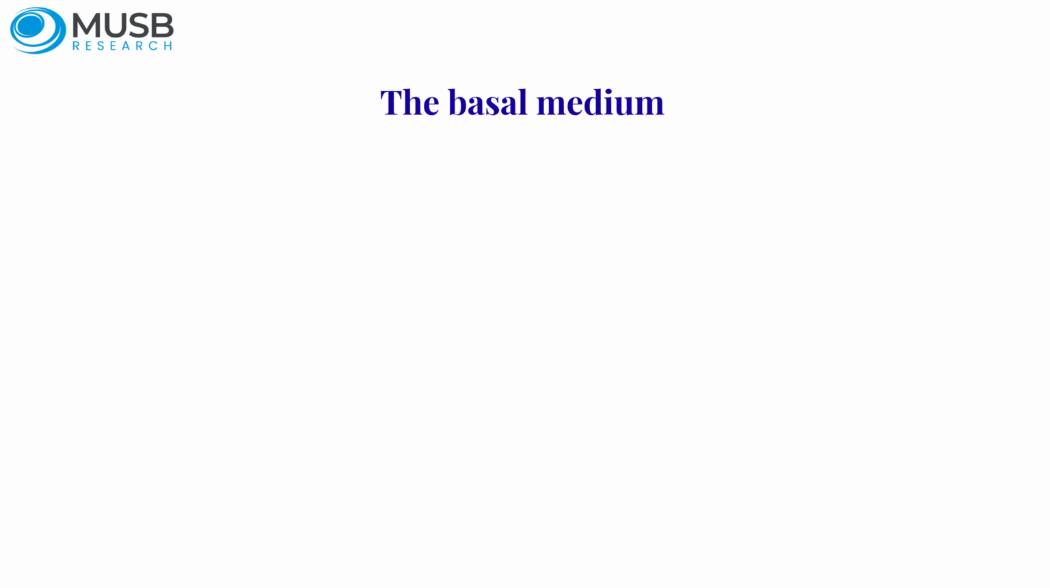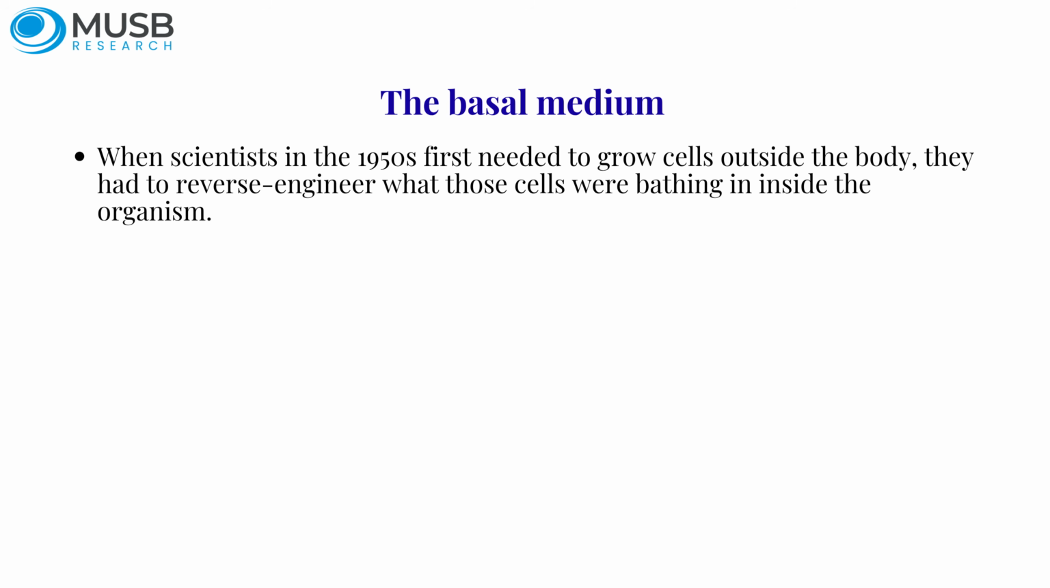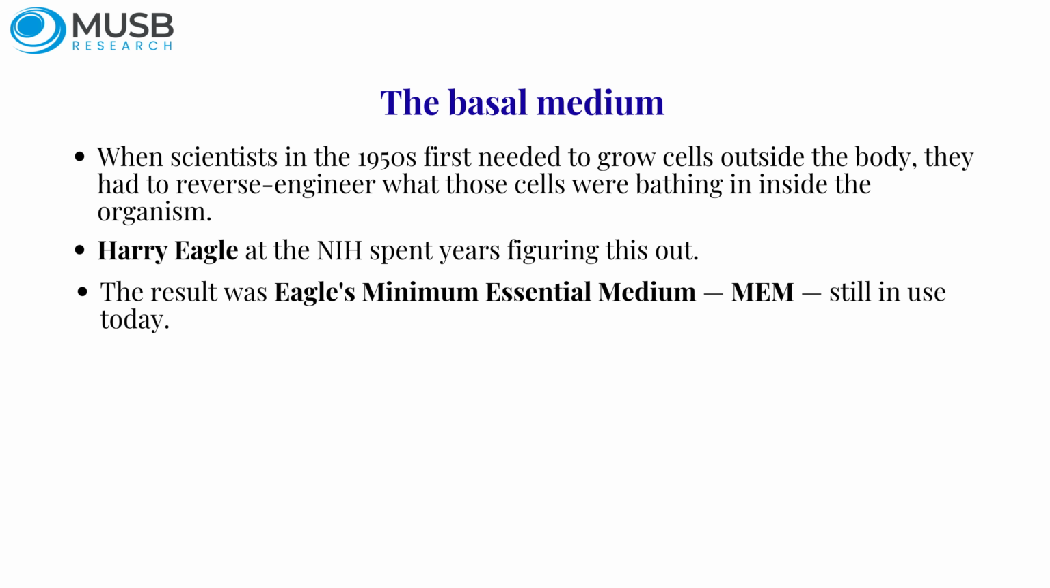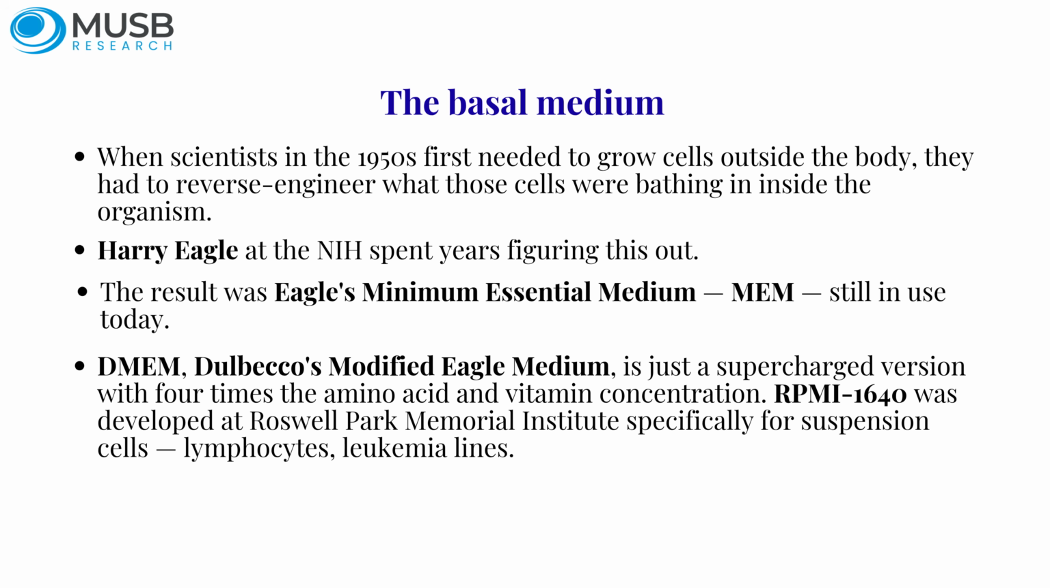The basal medium. When scientists in the 1950s first needed to grow cells outside the body, they had to reverse engineer what those cells were bathing in inside the organism. Harry Eagle at the NIH spent years figuring this out. The result was Eagle's minimum essential medium, MEM, still in use today. DMEM, Dulbecco's modified Eagle medium, is just a supercharged version with 4 times the amino acid and vitamin concentration. RPMI 1640 was developed at Roswell Park Memorial Institute specifically for suspension cells, lymphocytes, leukemia lines.